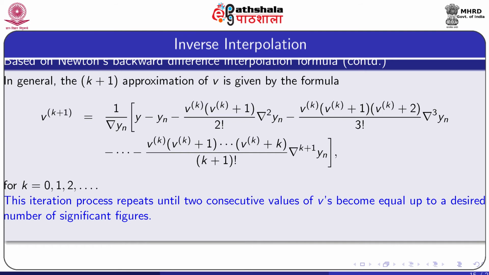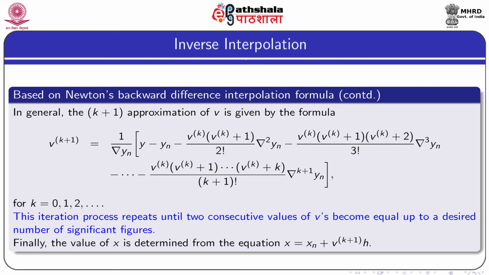This iteration process repeats until two consecutive values of v become equal up to a desired number of significant figures. Finally, the value of x is determined from the equation x equal to xn plus v k plus 1 into h. So, using this formula we can finally obtain the value of the unknown variable x for given values of y. So, we have discussed three inverse interpolation methods. One is called the Lagrange inverse interpolation method, and the other two are the iteration methods based on Newton's backward and forward interpolation methods.